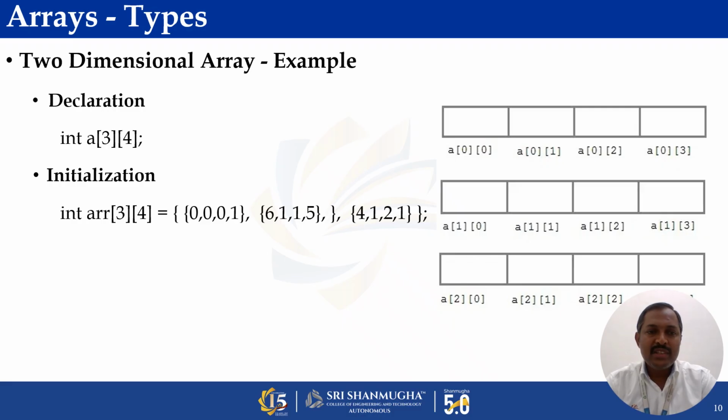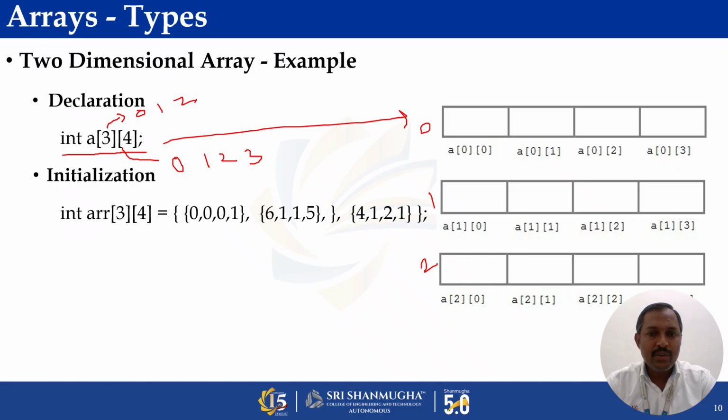An example for a two-dimensional array: int a of 3, 4. This is a declaration. Suppose I want to initialize it. How is the memory going to be created? There are 3 rows: row 0, row 1, row 2. The start index always starts with 0. The columns are 0, 1, 2, 3. So in total how many elements? Number of rows times number of columns, 3 times 4, so it is going to be 12 elements. Each row has 4 elements, and there are 3 rows.